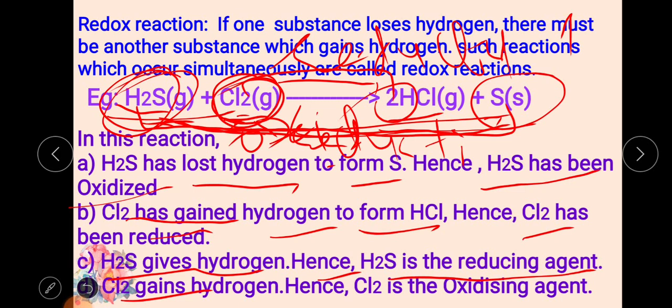I will clarify here, don't get confused. Hydrogen sulfide is oxidized to sulfur, so it is the reducing agent. Chlorine is reduced to hydrochloric acid, so it is the oxidizing agent. It is the opposite: if hydrogen sulfide gives up hydrogen, it is the reducing agent. If chlorine receives hydrogen, it is the oxidizing agent.